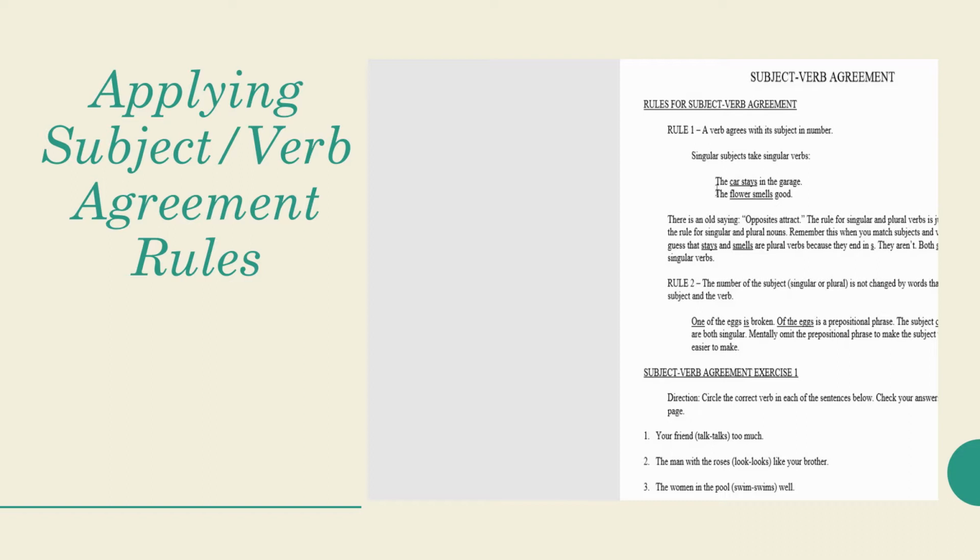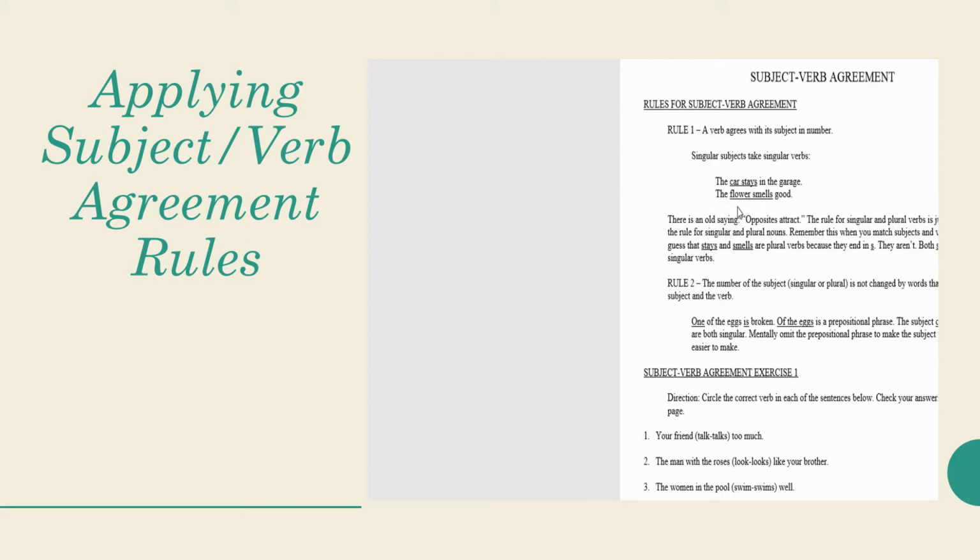For example, if we look at these 2 sentences here, we have the car stays in the garage. So we have one car that we're talking about. Therefore, our verb will have an S on the end, stays. However, if we were talking about more than one car and we had the cars, we would drop the S and it would say stay in the garage. So we would have the cars stay in the garage and not stays. We would drop the S.